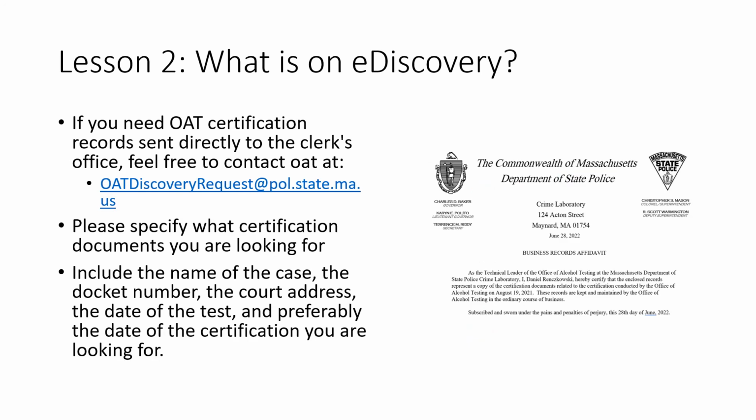If you need OAT certification records sent directly to the clerk's office, please contact the Office of Alcohol Testing at oatdiscoveryrequest@pol.state.ma.us. Please specify the exact certification documents you are looking for and include the name of the case, the docket number, the court address, the date of the test, and preferably the date of the certification that you're looking for in the email. If you request those documents, they'll be sent directly to the clerk's office with a business records affidavit that looks something like this.